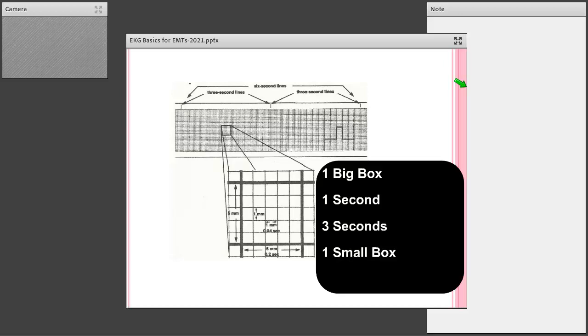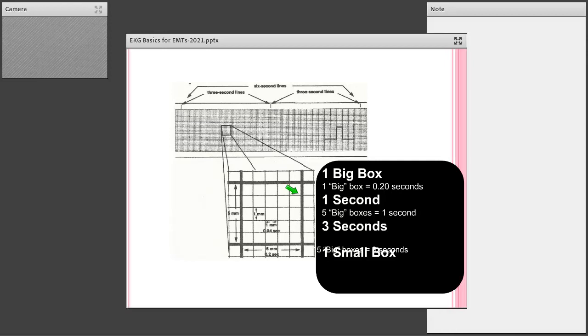So here you can see a big box is 5 little boxes. 1, 2, 3, 4, 5, 5 vertically and 1, 2, 3, 4, 5 horizontally. So 1 big box is 0.2 seconds, or 5 big boxes would be 1 second.